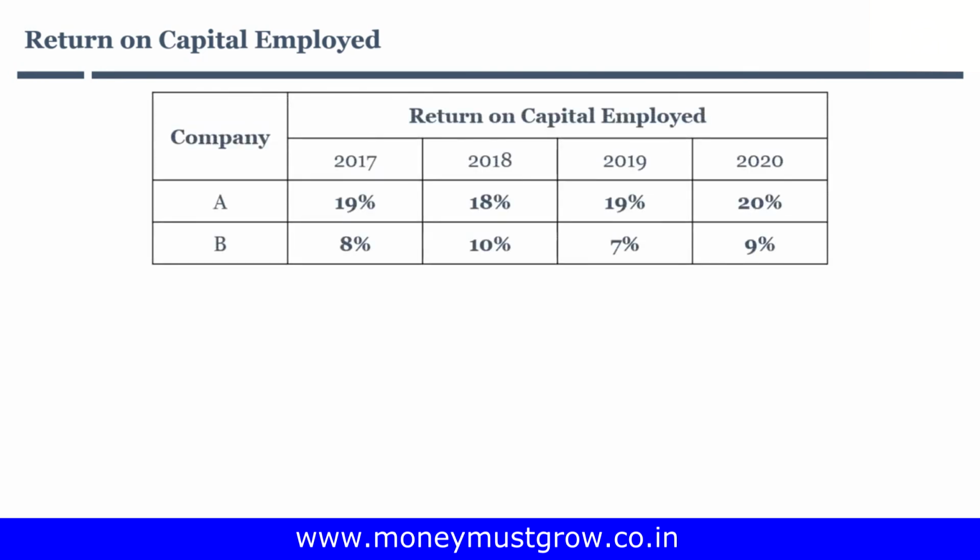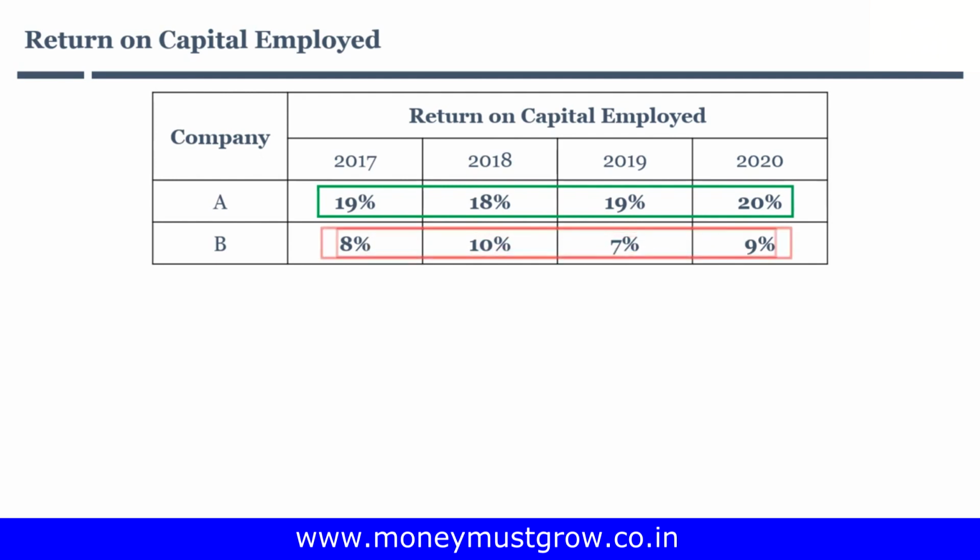Let's compare two companies based on total return on capital employed. This table shows ROCE for company A and company B across years. You can notice company A has stable and high ROCE across years. However, company B has low ROCE and it's fluctuating. This shows company A is more efficient in producing good returns for shareholders. It can produce more profit with much less capital invested in the business. On the other hand, company B is producing less returns for shareholders.